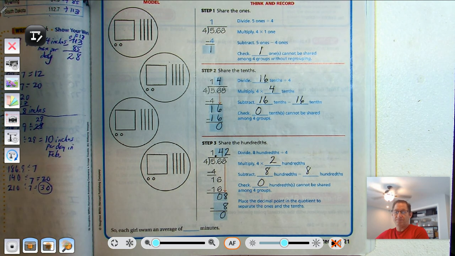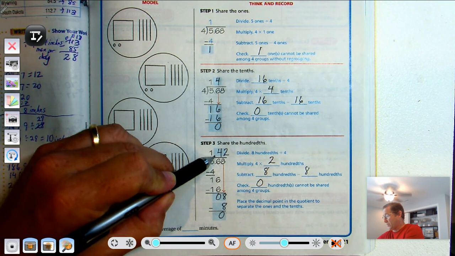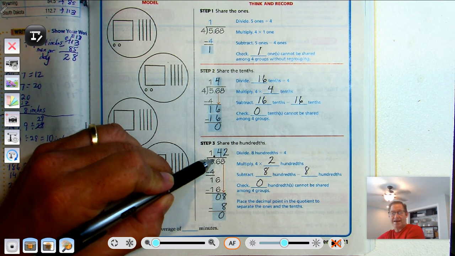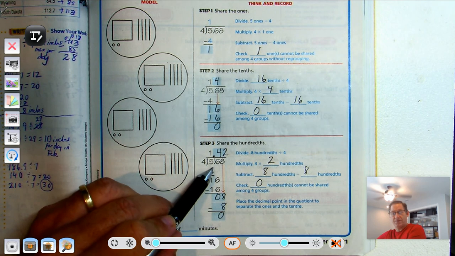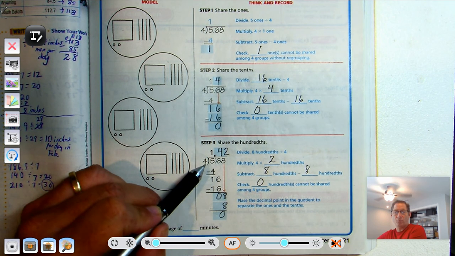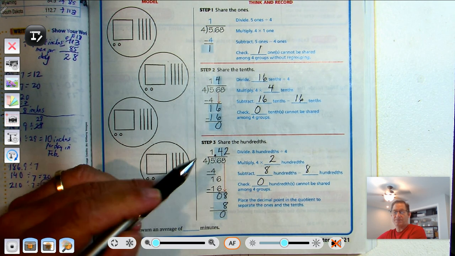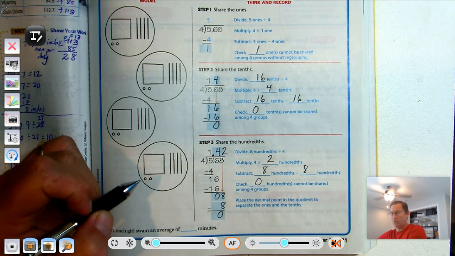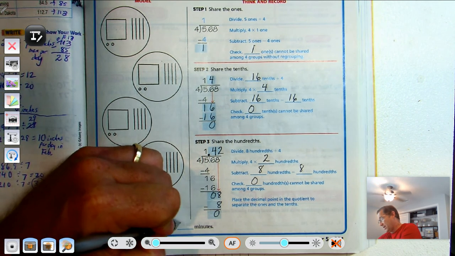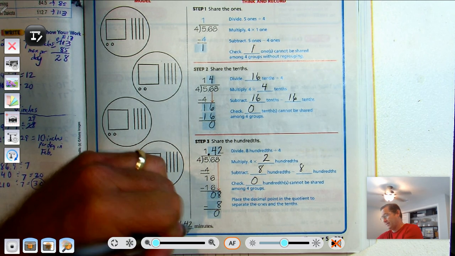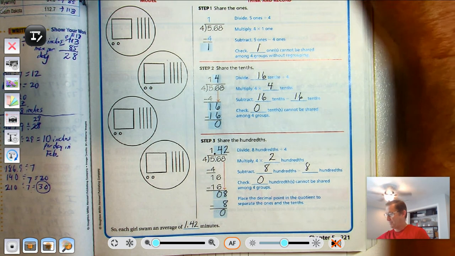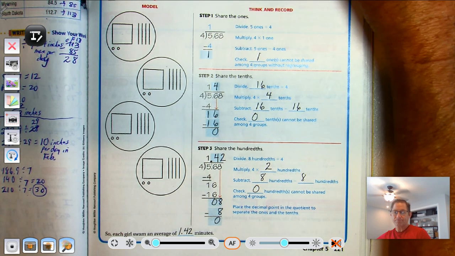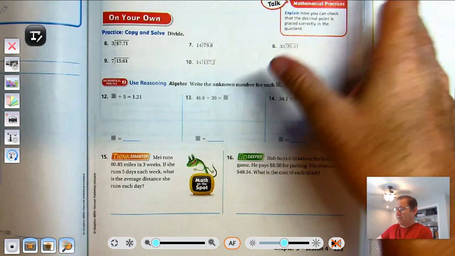so we're finished. So we would place the decimal point straight up from where it's at, because we're dividing by a whole number. So we're taking a number that's in the hundredths place and dividing by a whole number, so my answer has to be in the hundredths. So each person swam an average of 1 and 42 hundredths minutes. Okay, so that's one way. Let's look at another way.